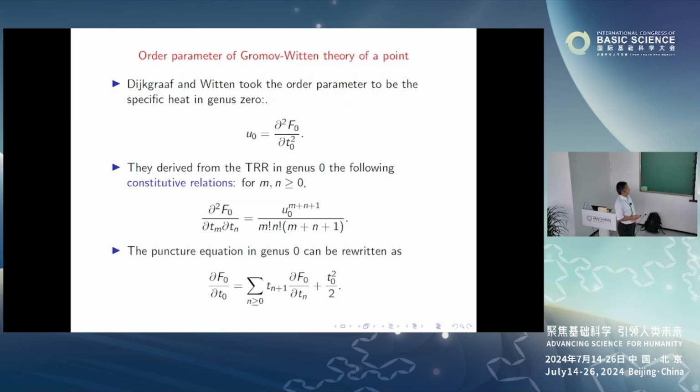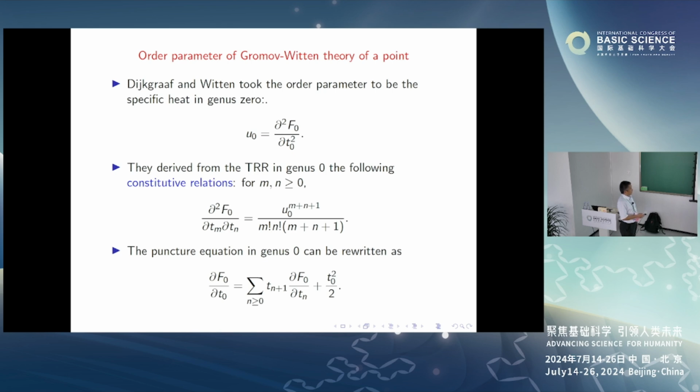And based on something like this, Dijkgraaf and Witten took the order parameter to be the specific heat in genus 0. The specific heat in this case is just the second derivative of F0 with respect to T0. So u0 is just the specific heat defined in this way. And they derived from the topological recursion relation in genus 0 the following relations. They call them the constitutive relations. The second derivatives of F0 with respect to the coupling constants can all be written as a polynomial in this specific heat. So even though these are formal power series in infinitely many coupling constants, in this specific heat, it's just a polynomial. It's an amazingly simple thing.